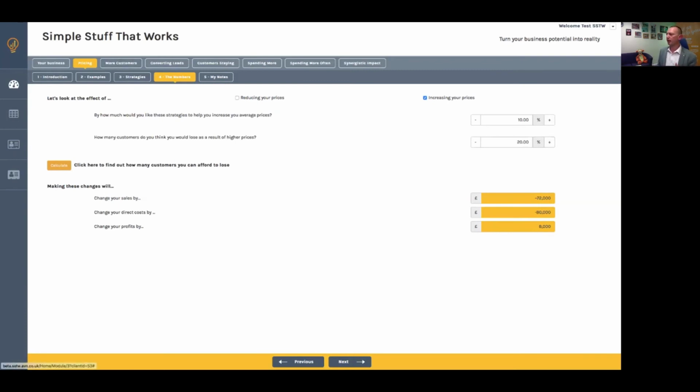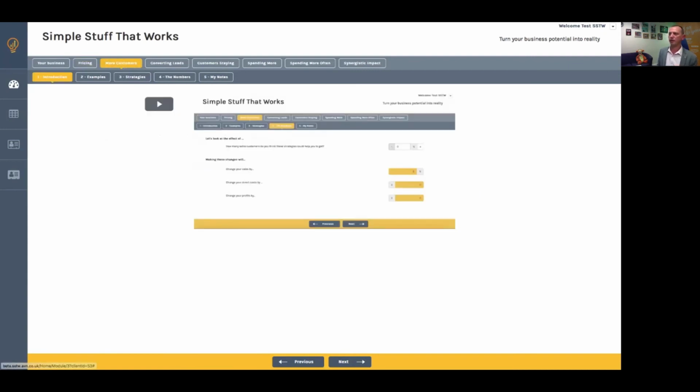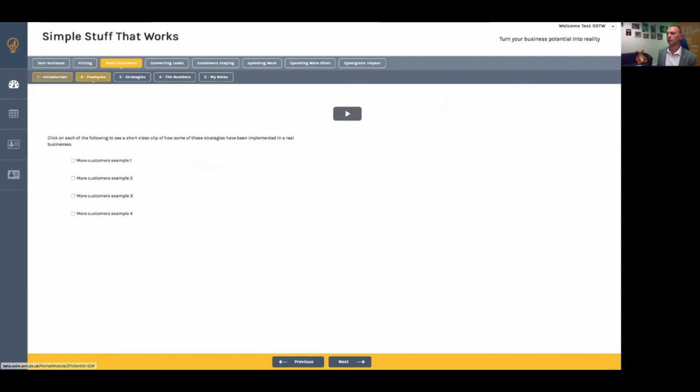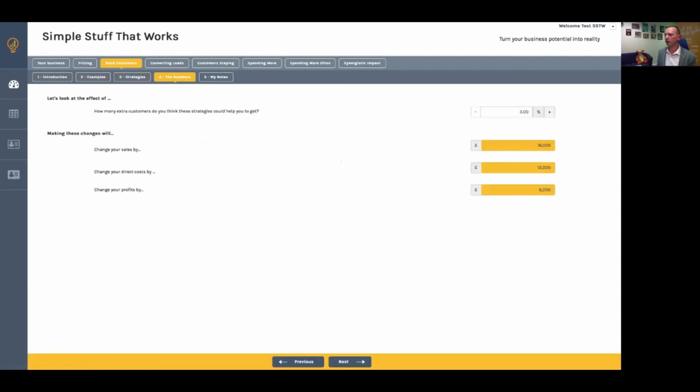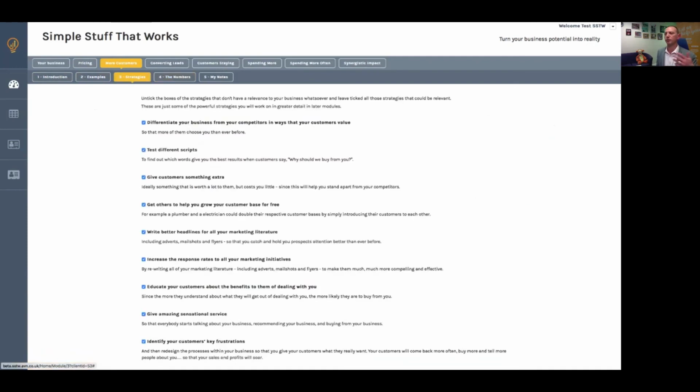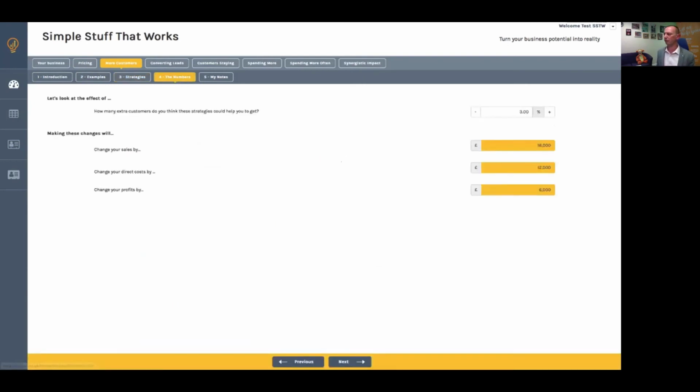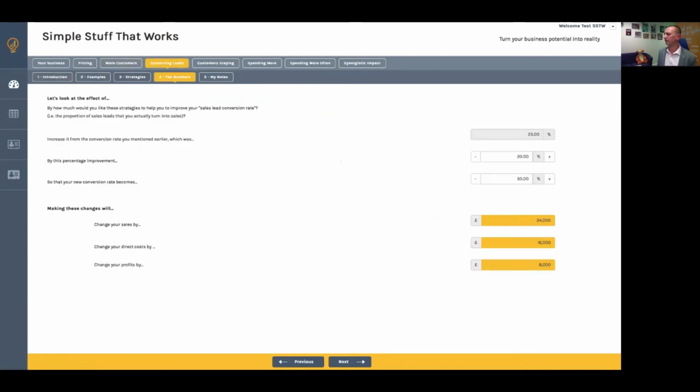And the same then applies. So we've got that little increment there. We can do the same with the more customers. Again, there are examples, there are strategies, and then you can go through the numbers. And of course, by discussing the strategies, people start to see the opportunities where actually I can increase this without fear of putting people off. So again, just some tiny little increments. I've got 3% here.